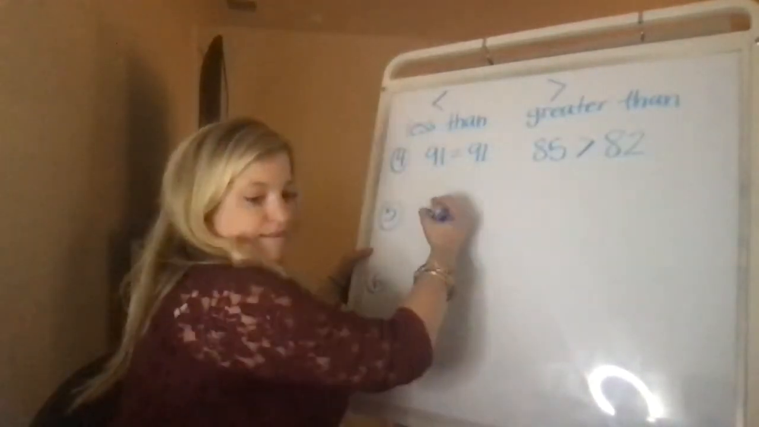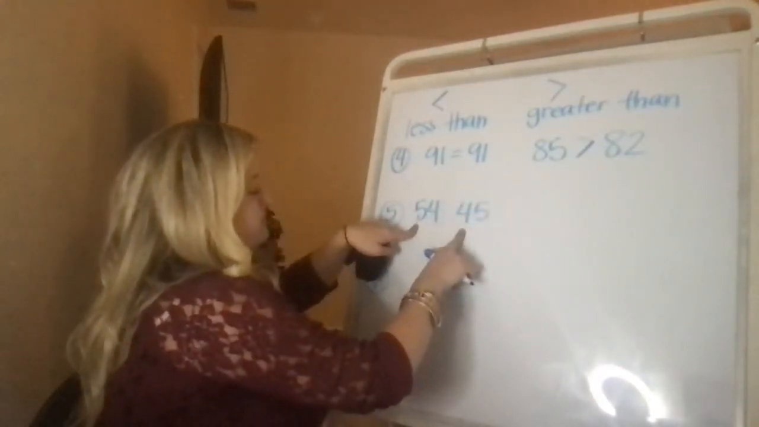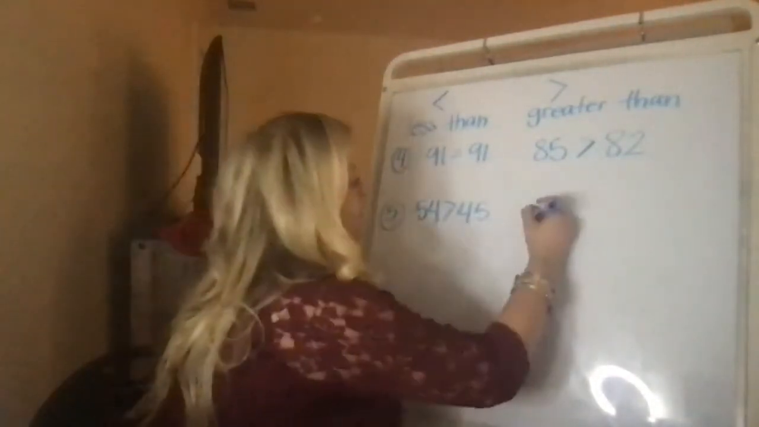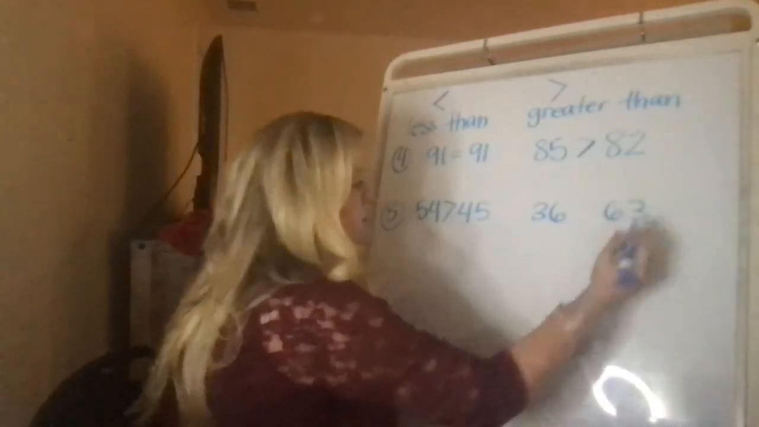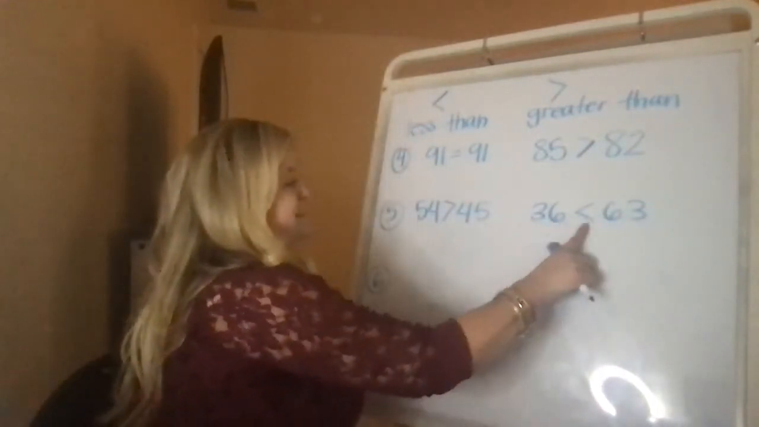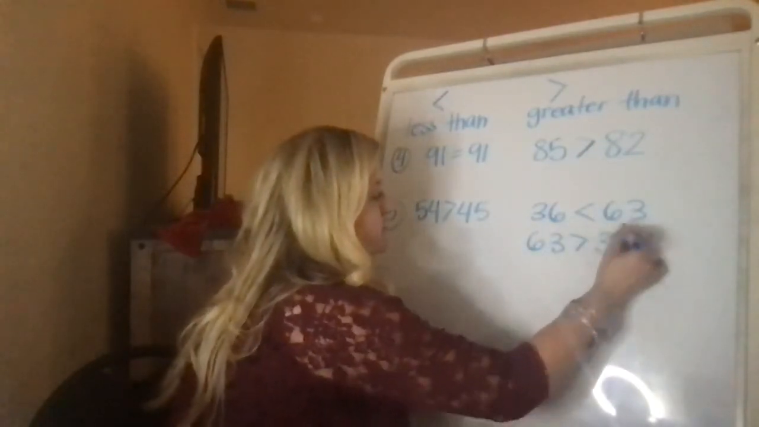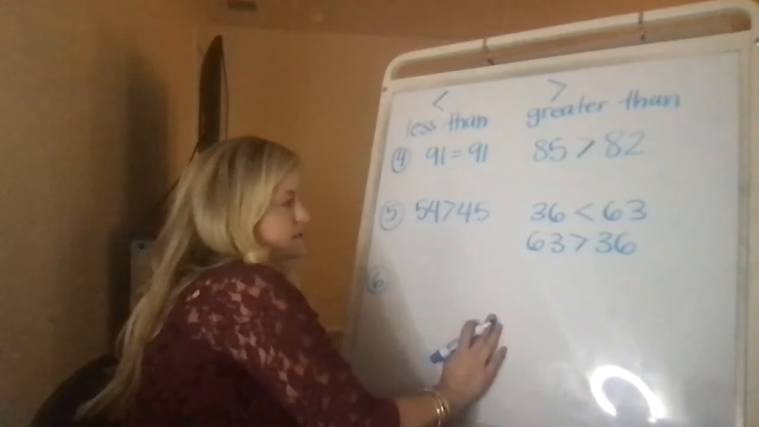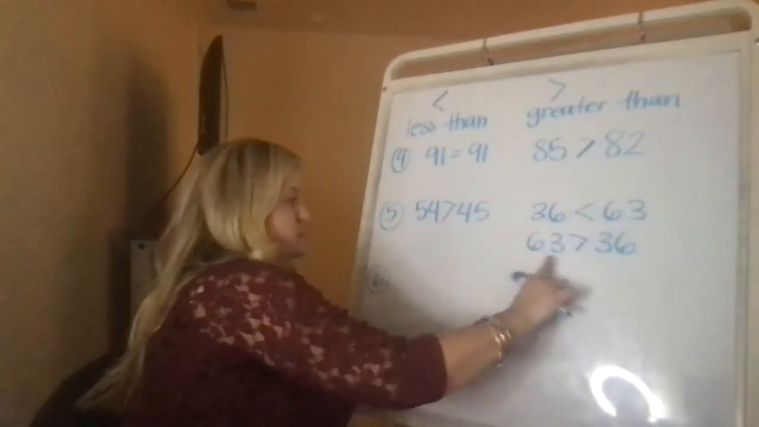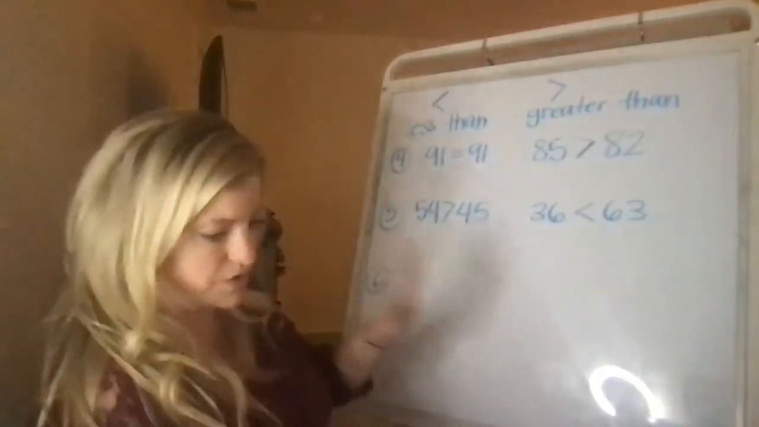Number 5. Look to the tens. The 5 is bigger. 54 is greater than 45. 36 and 63. Look at the tens. 6 is greater, so it's 36 is less than 63. If I flipped this, it would be 63 is greater than 36, right? Because the alligator goes for the bigger number. So 36 is less than 63. 63 is greater than 36. I'm going to erase that just so I don't confuse you.